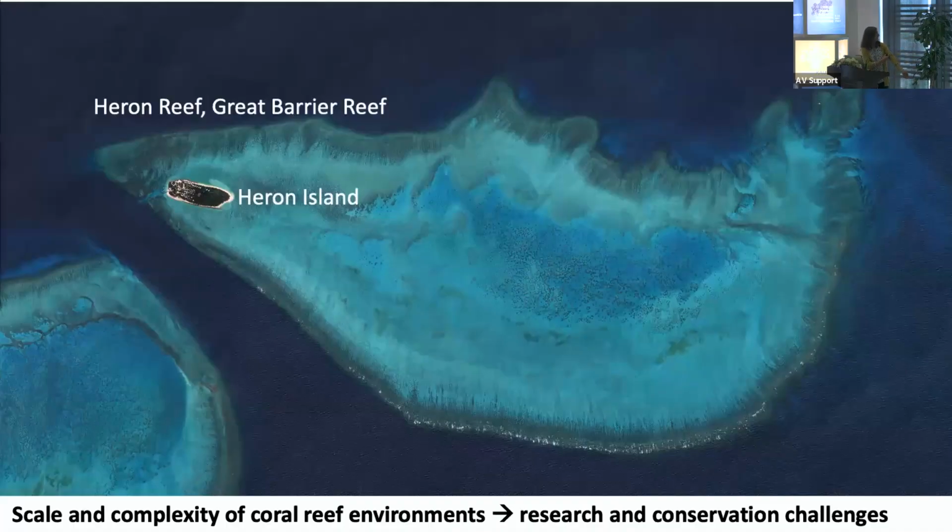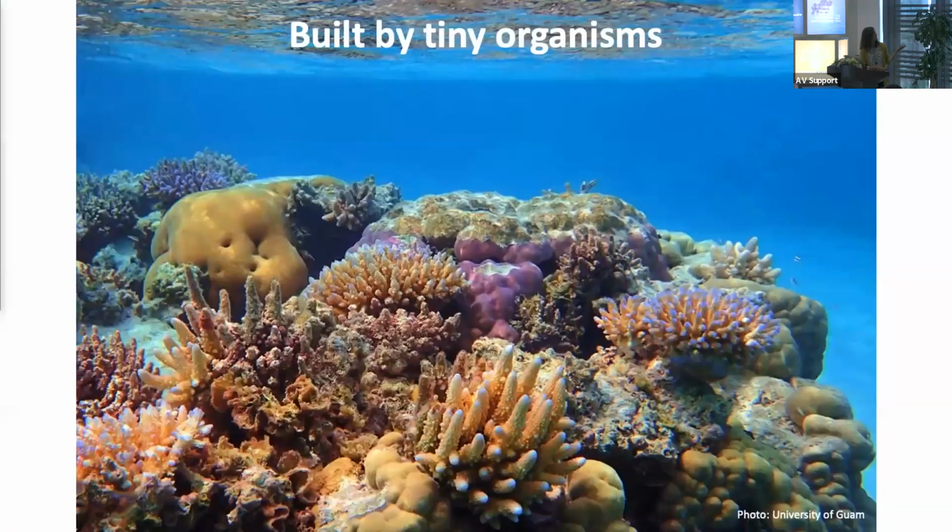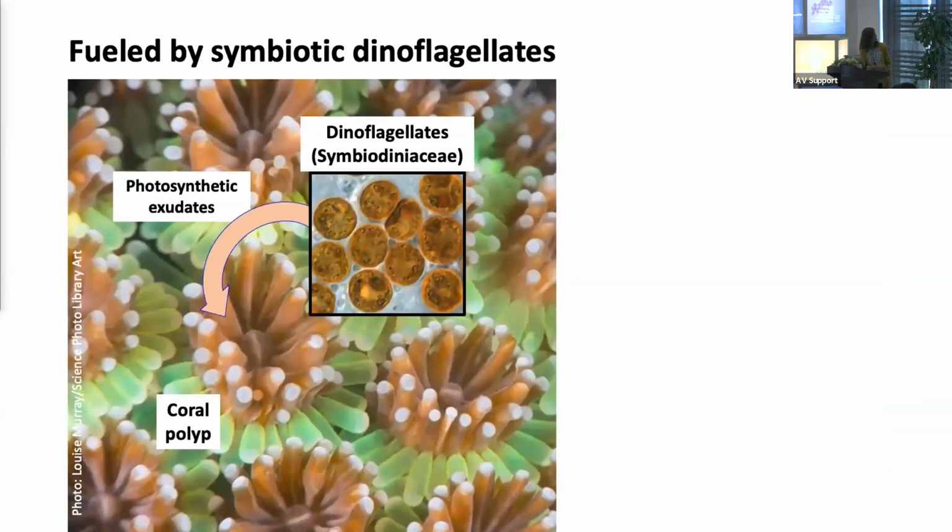So we've talked about how the scale and complexity of coral reef environments can pose some research and conservation challenges. And just to review, that's because reefs form these massive frameworks that stretch hundreds of kilometers that you can see from space. But when you zoom in, they're made up of individual coral colonies building this giant framework. And if you zoom in even further, onto one of these branches of a coral colony and look at the clonal polyps, which you can see here, that's the individual unit of the coral animal.